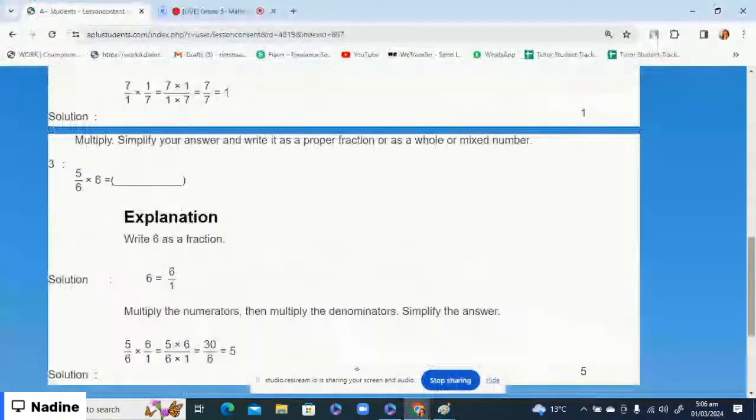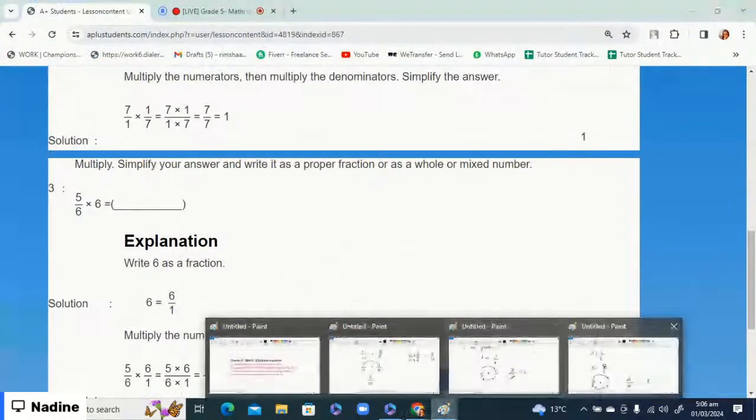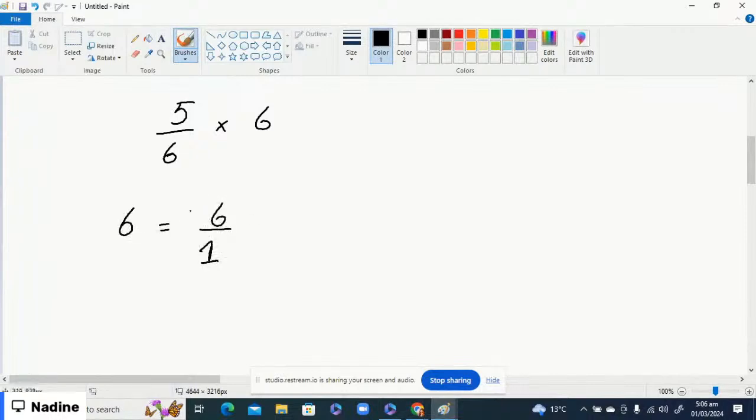This is the same thing. Here is 5 by 6 times 6. Let's do it. 5 by 6 times 6. First of all, which one is not in the form of a fraction? The simple 6. So we convert this 6 into a fraction. This becomes 6 over 1. Okay. Now let's put in place of 6, 6 over 1. So 5 over 6 times 6 over 1.